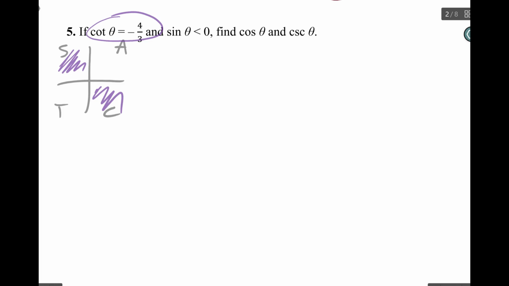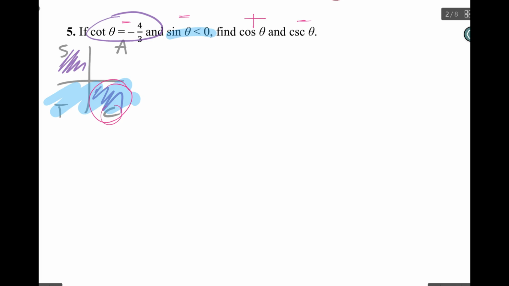Now let's figure out where sine is also negative, less than 0. Cool. So we can see for sure we should be in this quadrant. So cotangent's negative, sine was negative. Cosine should be positive, because check it out, see, positive. Cosecant is the reciprocal of sine, so that should be negative.